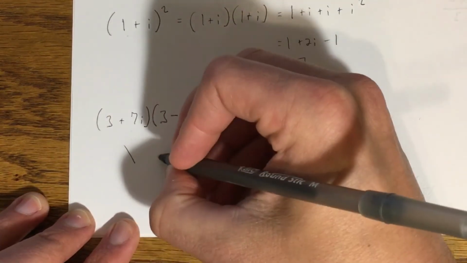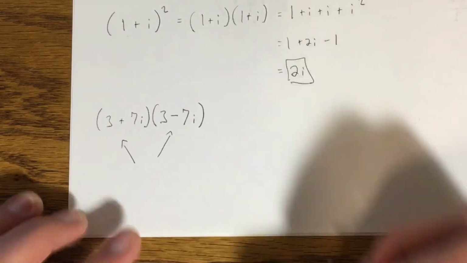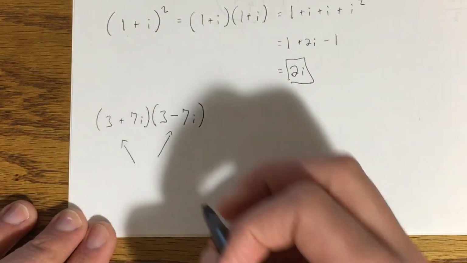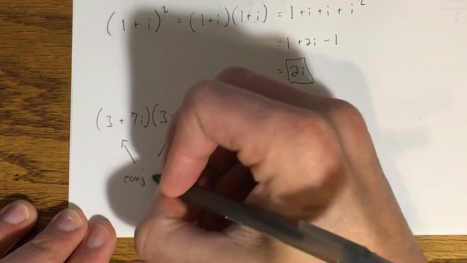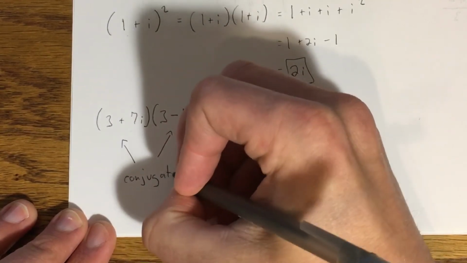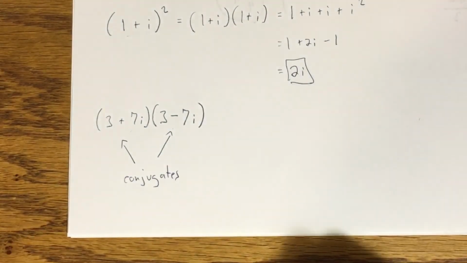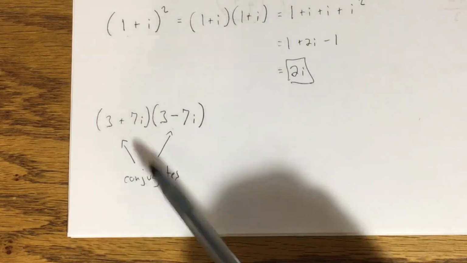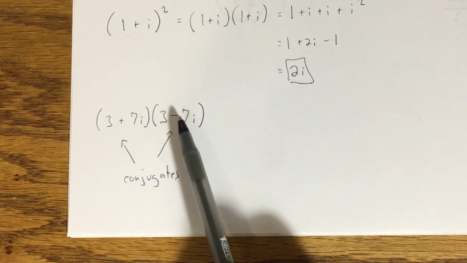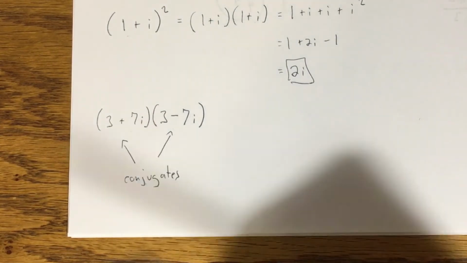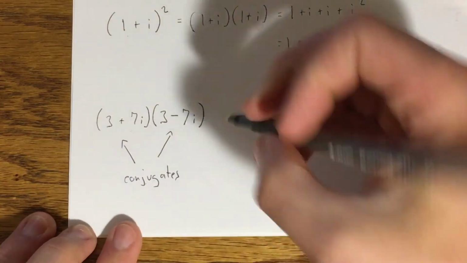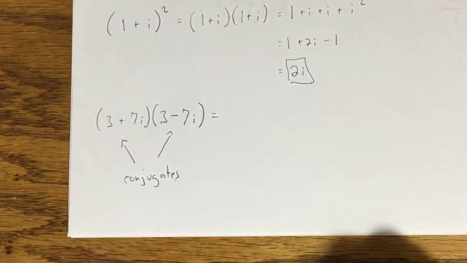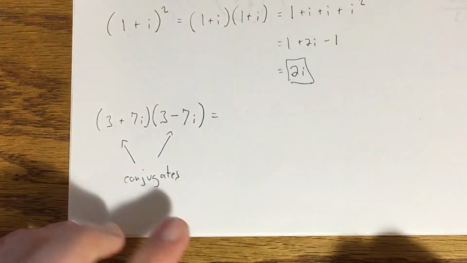We call complex numbers that have this relationship conjugates, or complex conjugates. I'm just going to call them conjugates. This number is the conjugate of this one, and this one is the conjugate of that one. We say that they are conjugates. So something interesting happens when you multiply two complex conjugates together.